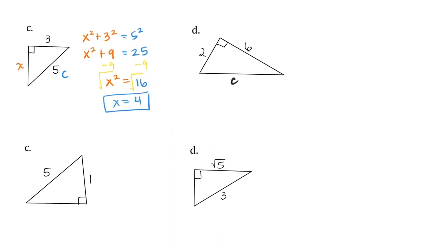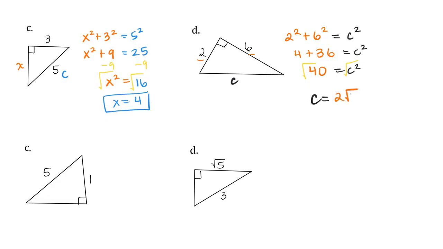Okay, so the two legs are the 2 and the 6. So 2 squared plus 6 squared equals whatever letter you pick squared. Okay, 4 plus 36 is just 40. Square root of 40, does that come out evenly? No. Does it simplify? It sure does. It's 4 times 10, so it's going to be 2 square root 10.